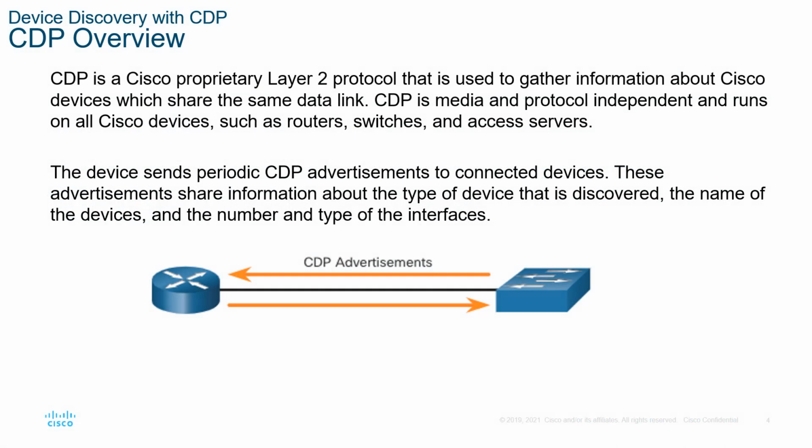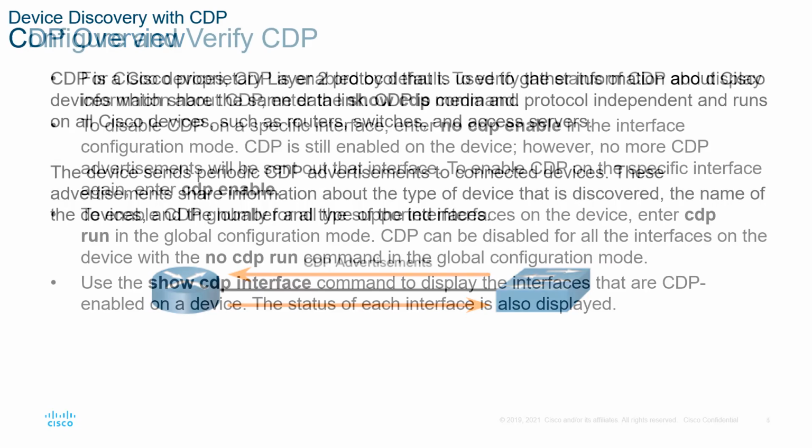First of all, CDP is Cisco Discovery Protocol. It is a Cisco proprietary Layer 2 protocol which basically just helps identify Cisco products. And how does it do this? It will send periodic CDP advertisements to connected devices, and these advertisements will share information about the type of device that's being discovered, the name, the number, and the types of interfaces, things like that. The goal here is to share basic information about the devices.